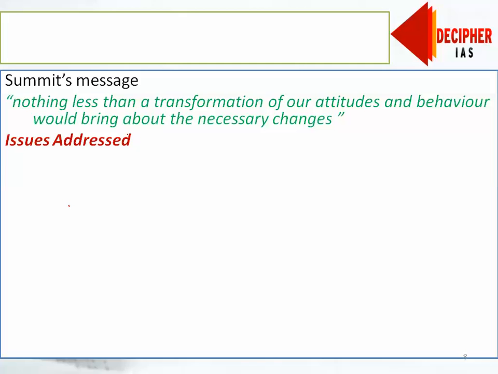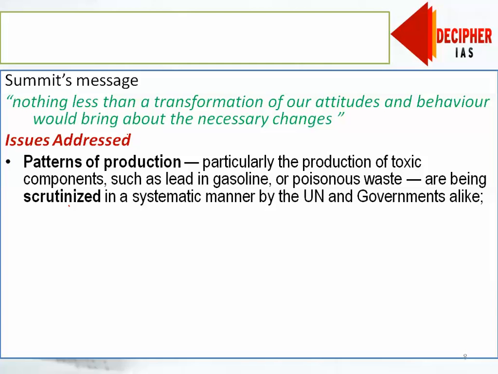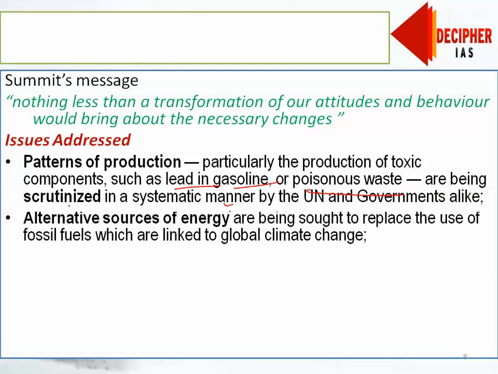Now what were the issues that were addressed in this conference? First of all, patterns of production, particularly the production of toxic components like lead in gasoline, which leads to cancers and all, and also poisonous waste. So it was scrutinized in a systemic manner by the UN and governments alike.